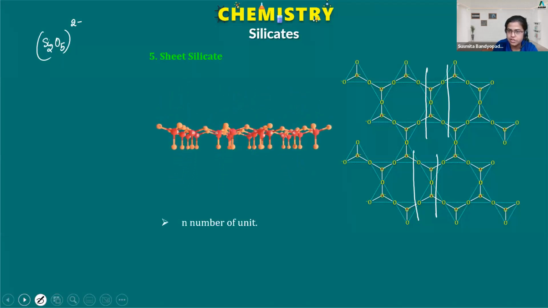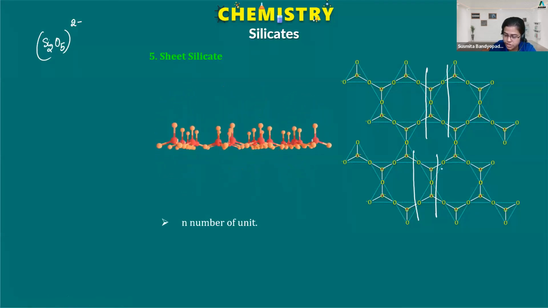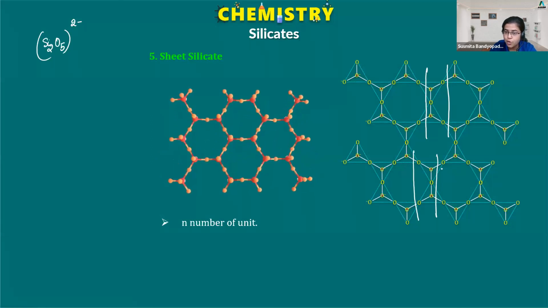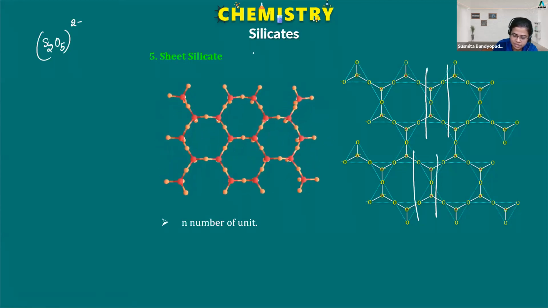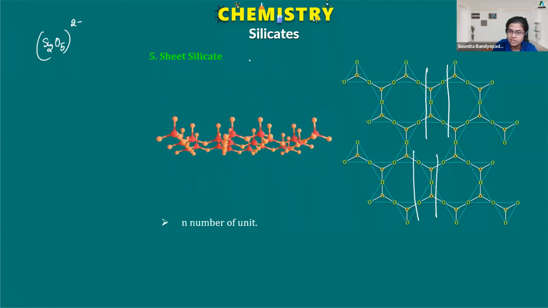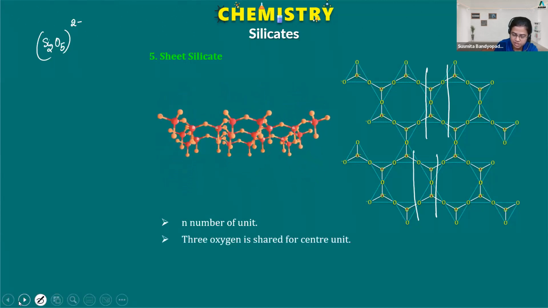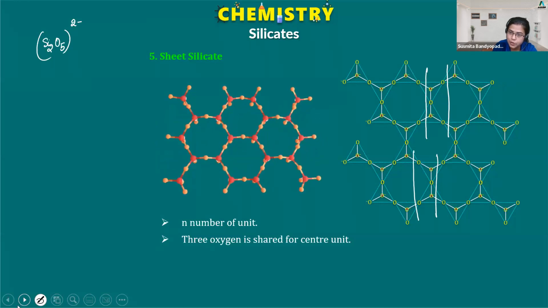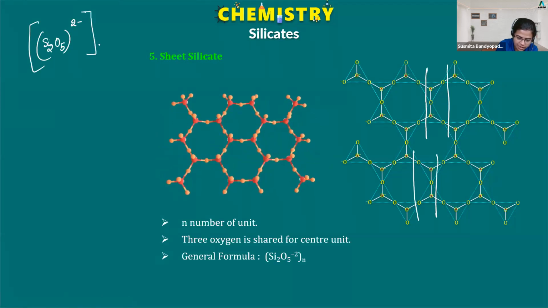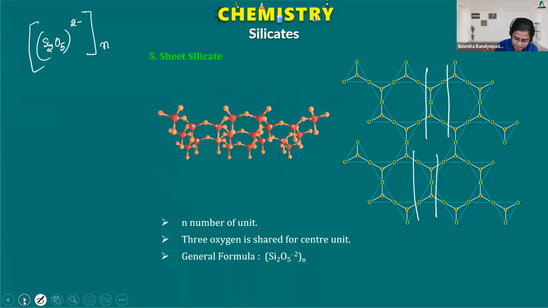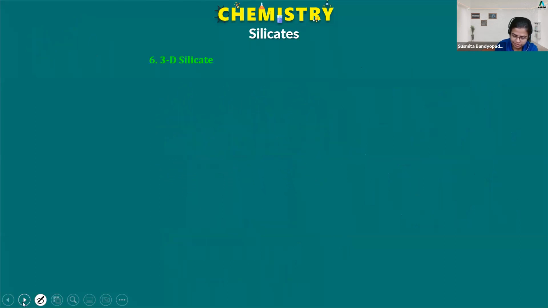The repeating unit is very important. How many oxygen atoms are shared? Tell me, center part, how many oxygens are shared per SiO4 4 minus unit? 1, 2, 3, no? In sheet silicate, 3 oxygens are shared by the center units. Yes, this is very important. 3 oxygens are shared by the center unit per unit. The general formula is also correct. This is one repeating unit, and there are n such units.